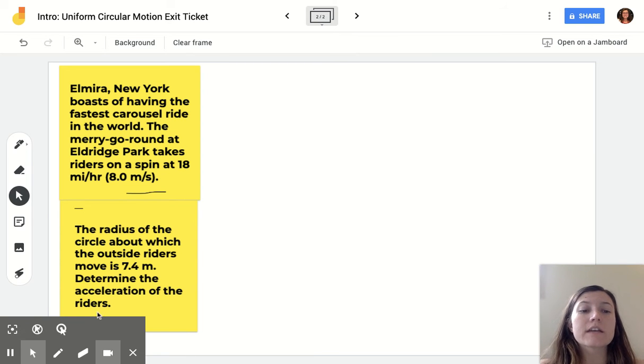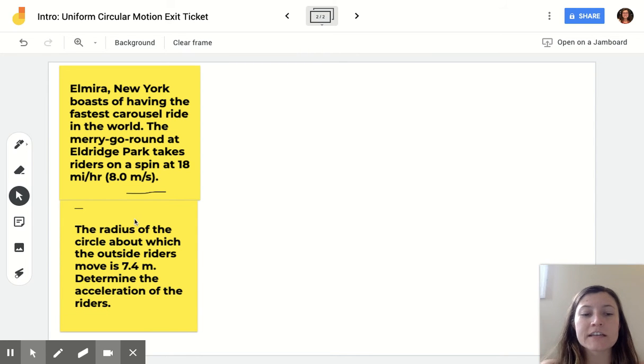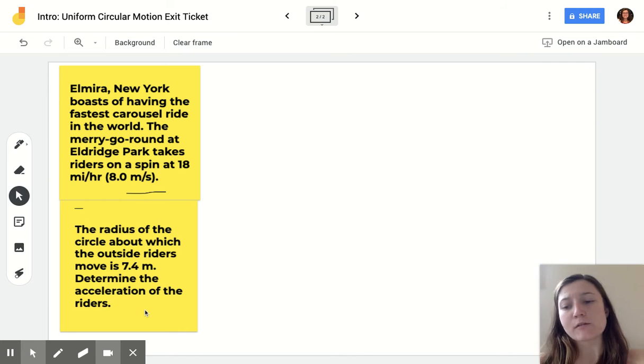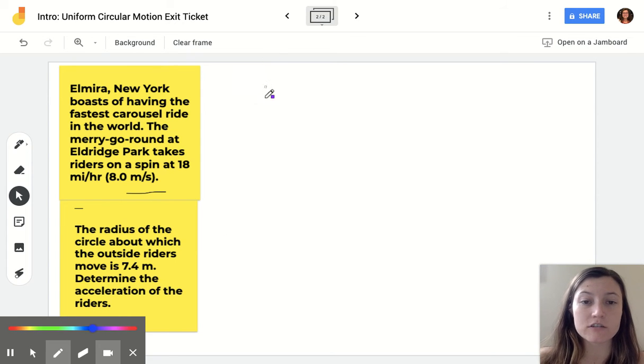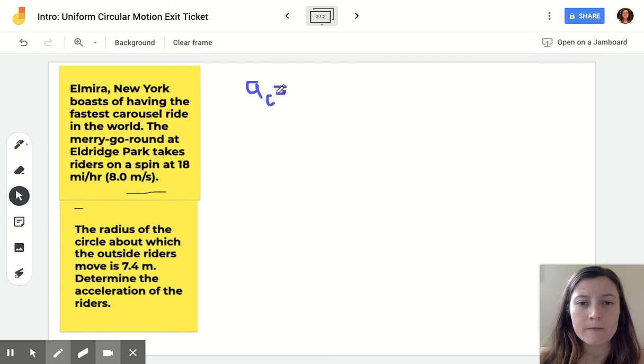So we're given the tangential velocity in this problem. Last problem we were asked to solve for that tangential velocity. And this time we're looking for the acceleration. Okay, so we need to find the acceleration given the tangential velocity and the radius. So we're going to focus on that second equation that we looked at, which related the centripetal acceleration to the maximum velocity.